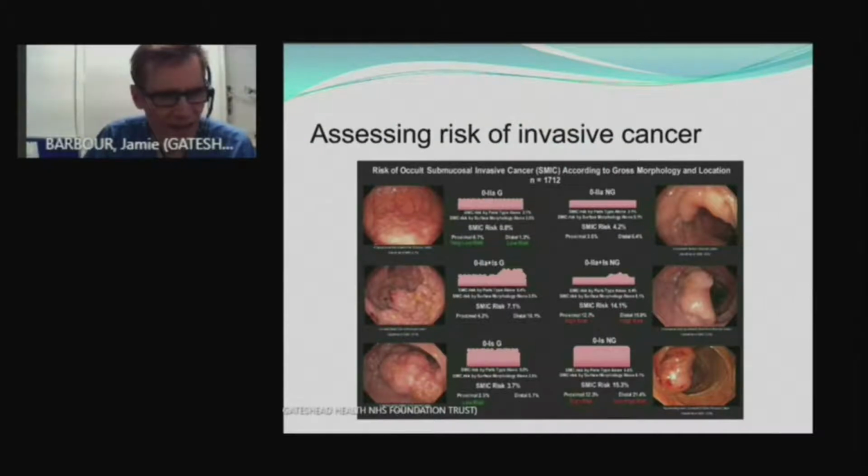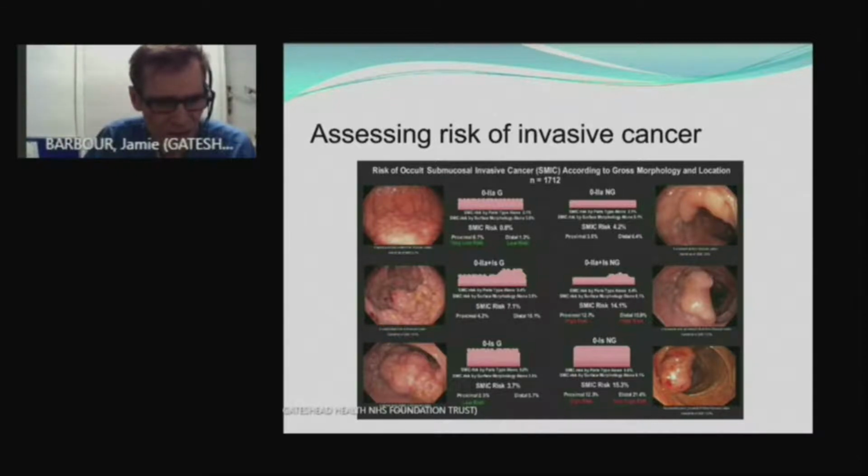Okay, and lastly, I'm just going to show this. It's really useful. LST-G granular lesions are usually flat and have actually got quite a very low risk of malignancy. So these can be offered piecemeal resection perfectly reasonably anywhere in the bowel. And you've got a 1 in 100 chance of cancer. It's very low risk, and approximately it's even lower.